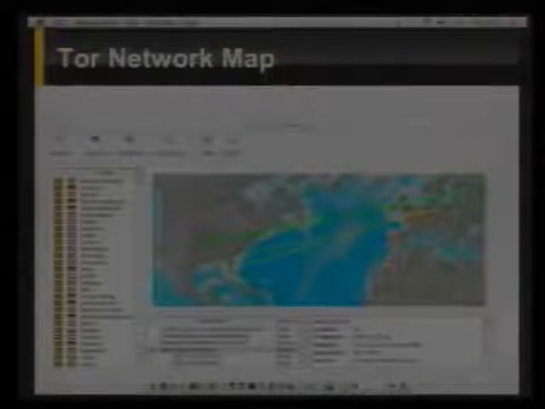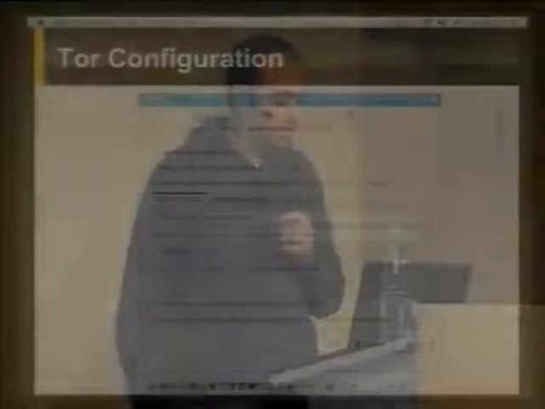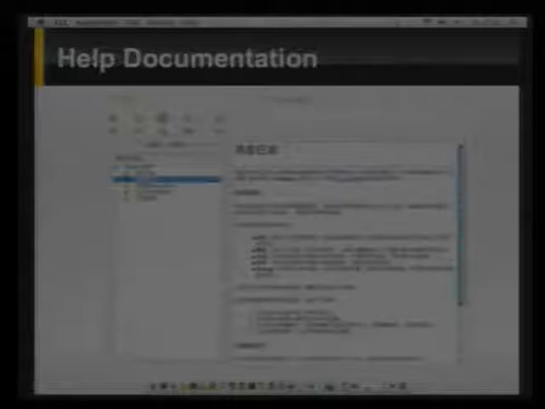There's also a network map so you can see an approximate geographic distribution of the Tor network and the paths that your traffic takes as it bounces around the network. We also try to make it easier to configure your Tor, particularly as a relay. So if you want to set up a normal relay or a bridge, hopefully that's not too much trouble. We also have a message log so you can see what your Tor is doing without having to go out and find a file in your file system and cat it or something like that. And then some built-in help documentation for most of its features.